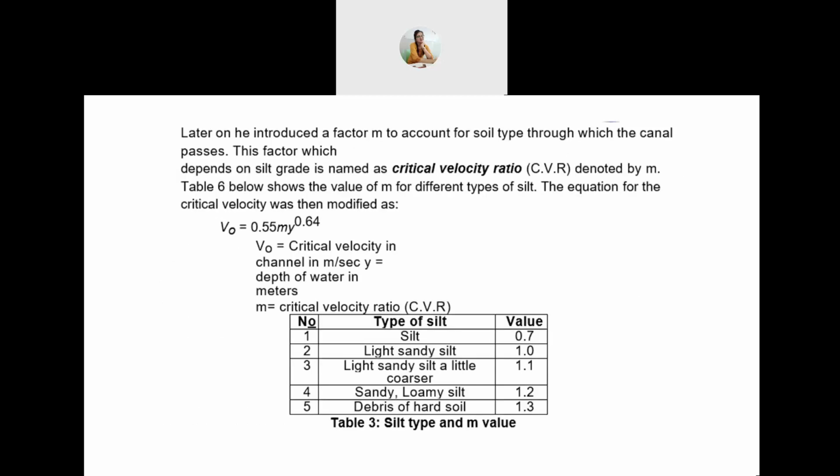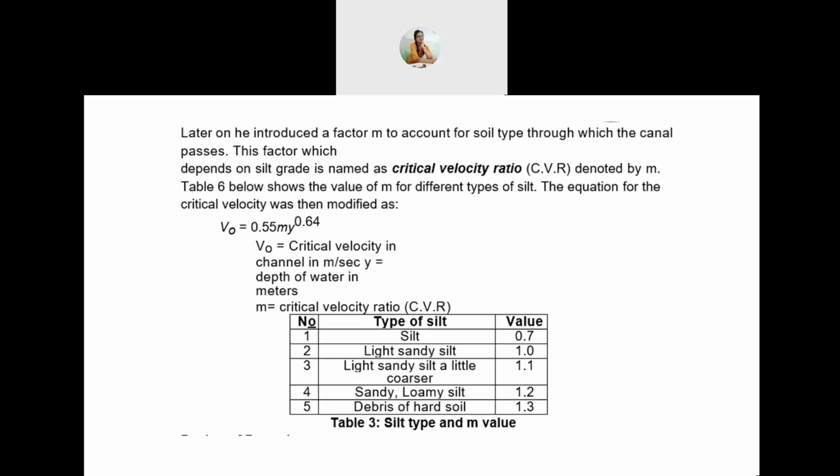Later on, he introduced a factor small m to account for the soil type through which the canal passes. This factor, which depends on silt grade, is named the critical velocity ratio, CVR, denoted by m. In place of Table 6, it should be Table 3, okay? Typing error. So Table 3 below shows the value of m for different types of silt.